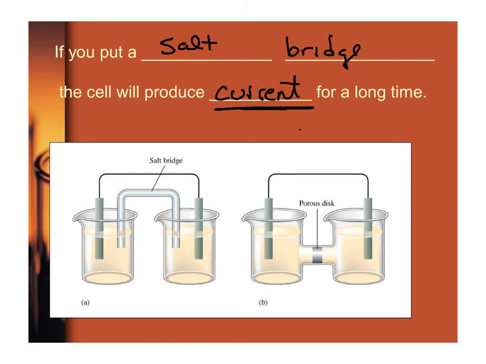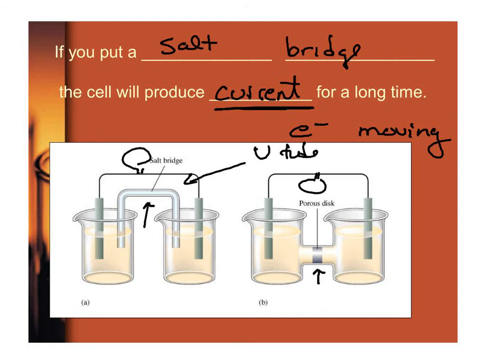An electrical current, by the way, is electrons moving for a long time. And you can see there's two different varieties of salt bridges. In example number 1, we have what we call the U-tube variety. And if you have this one, we have a porous disc that exists between the two containers. And again, if you put a light bulb right here or right here, it would light up the light bulb and you'd turn the light bulb on.